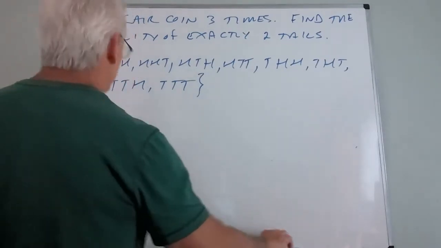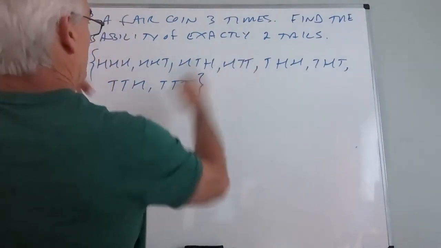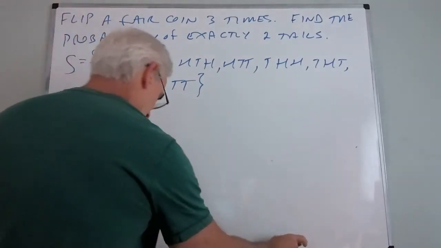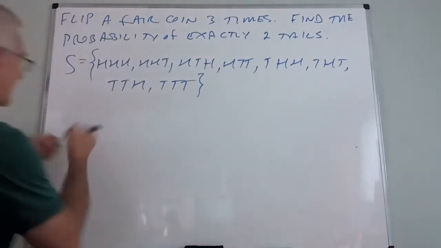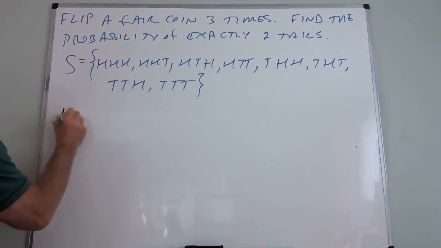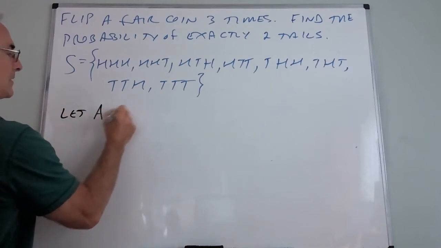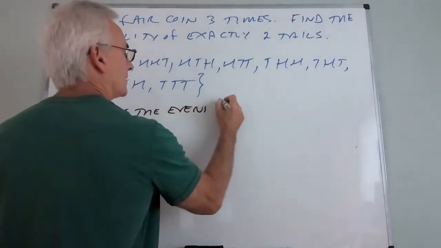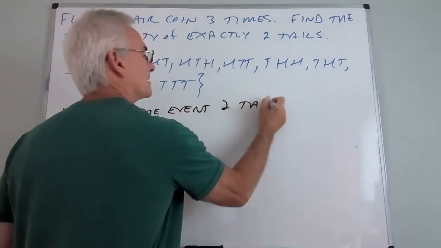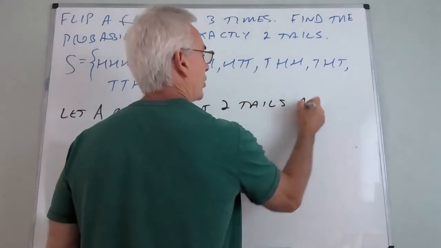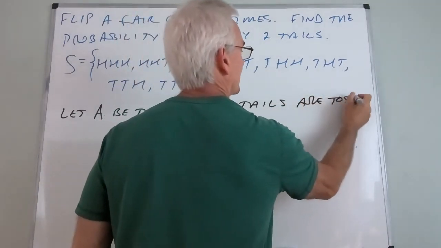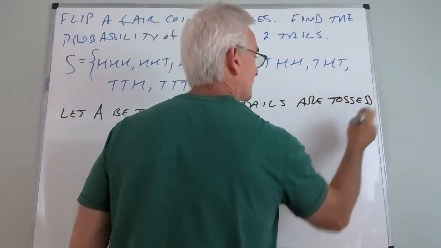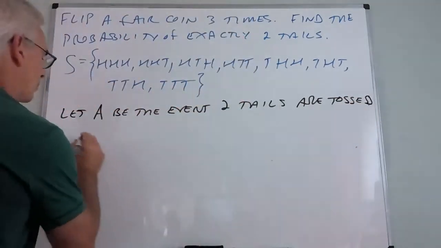Now, this is the sample space of the experiment. Let A be the event that two tails are tossed. I guess that would be the easiest way to say it, or that it landed tails twice. All right, so what is A?